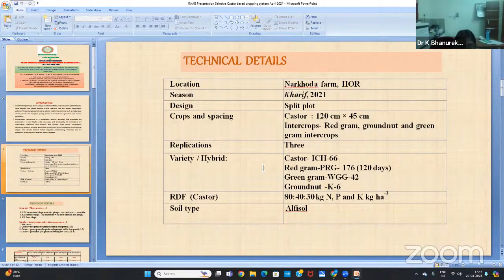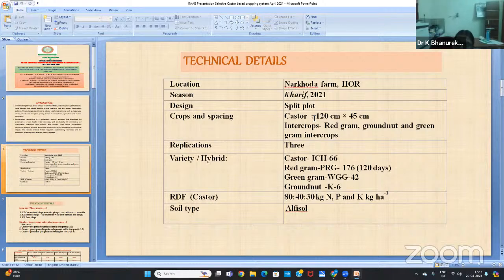Actually, this is the 9th cycle, 8th to 9th cycle, I believe. But we had taken during the 3rd to 4th year cycle. The experiment for 8 to 9 years they have planned. And the experimental design was split plot. And as I've told, it is in a castor-based cropping system as the subplot.